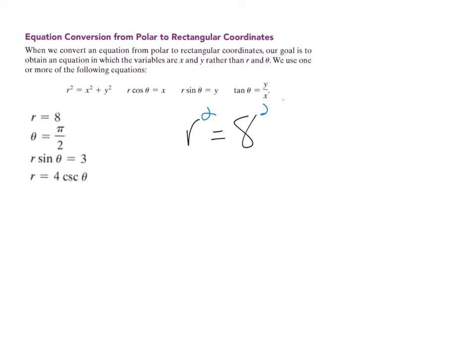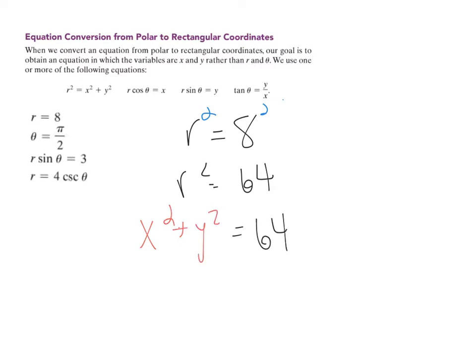So we've got r squared now equals 64. And if you look, r squared is the same thing as x squared plus y squared. I just highlighted it in red. Anyway, so now r squared is x squared plus y squared, and that's going to equal 64.